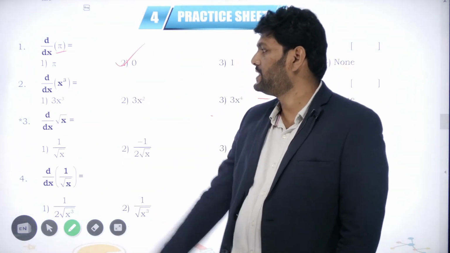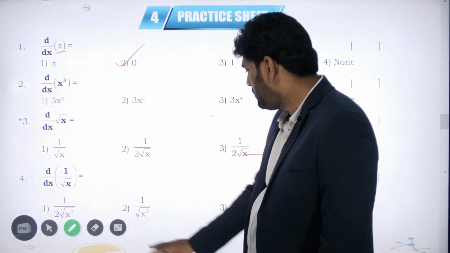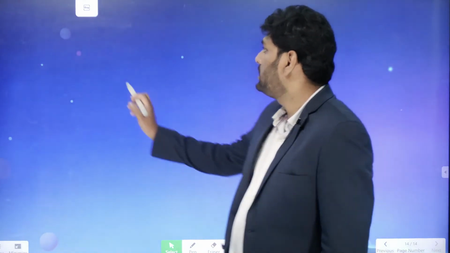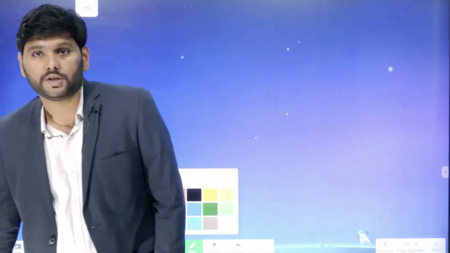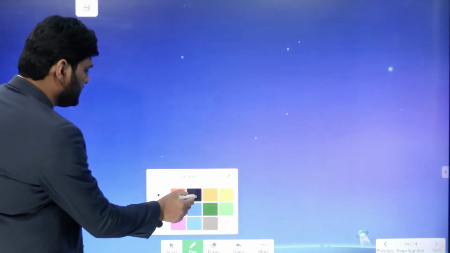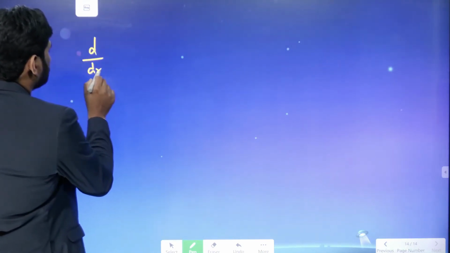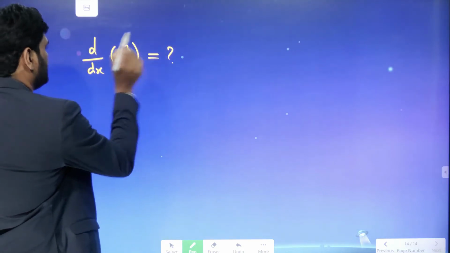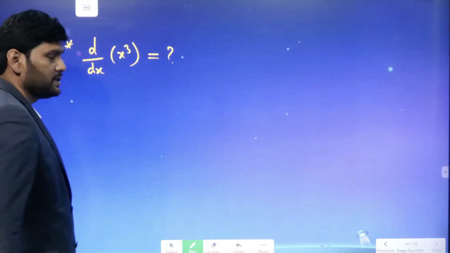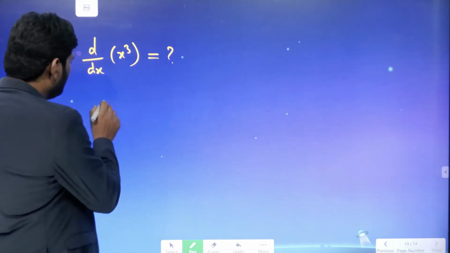And next question is differentiation of x cube. Now look at here, we'll do differentiation of x cube, right? I am writing here the second question: differentiation of x cube, d by dx of x cube. This is our question. How do you solve this question? You know already, children.